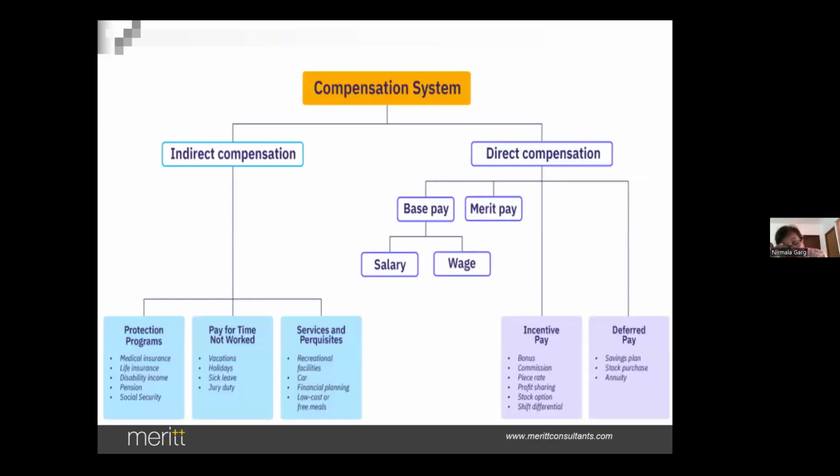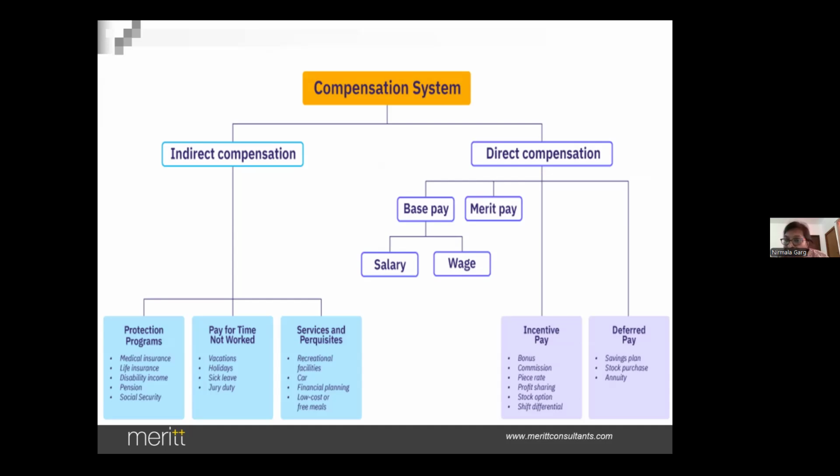Now, a compensation, I'm sure most of you know about it. When we talk about the components, there are two: direct and indirect. Let us first look at direct compensation. What is direct compensation? It's all about money, whether you're getting it now or in one or two years. What is indirect compensation? It's all about non-monetary. You don't give cash directly, but it is in the form of certain benefits, certain perks, etc.